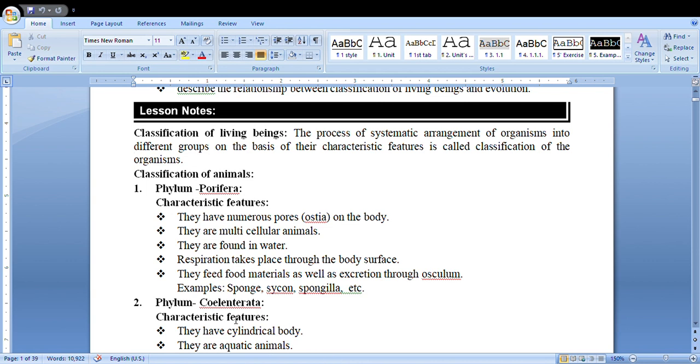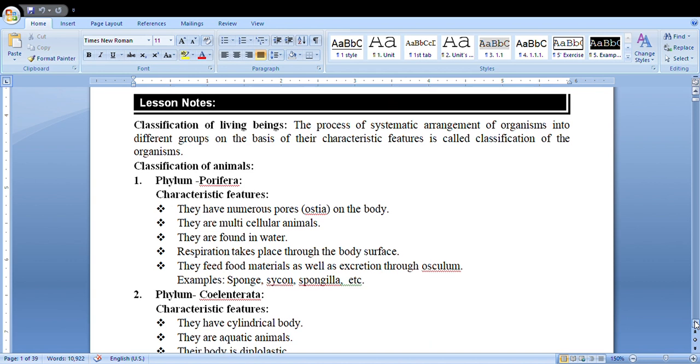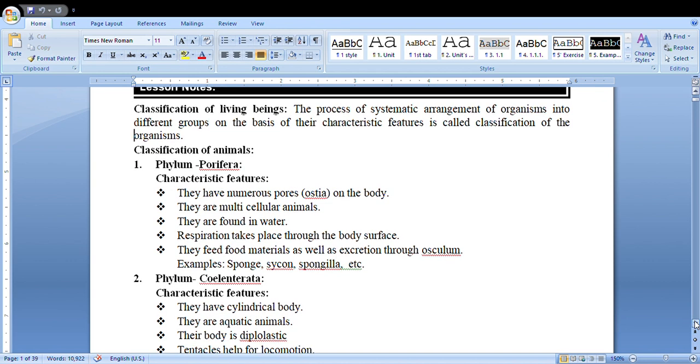Now the second phylum is Coelenterata. Characteristic features: they have a cylindrical body. They are aquatic animals. Their body is diploblastic. Diploblastic means there are two germ layers in their body during embryonic development. Di means two, so diploblastic means two-layered body.